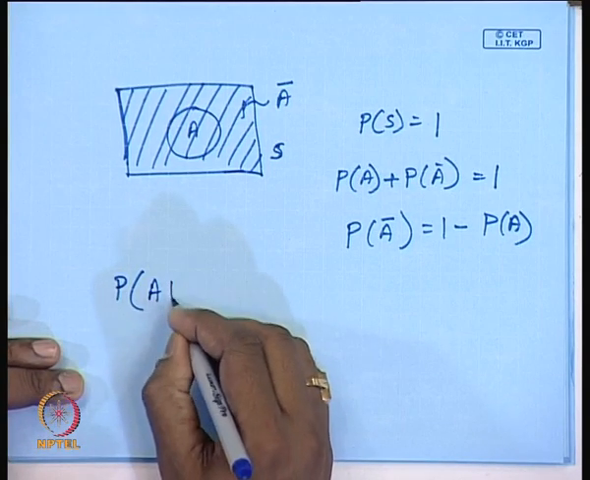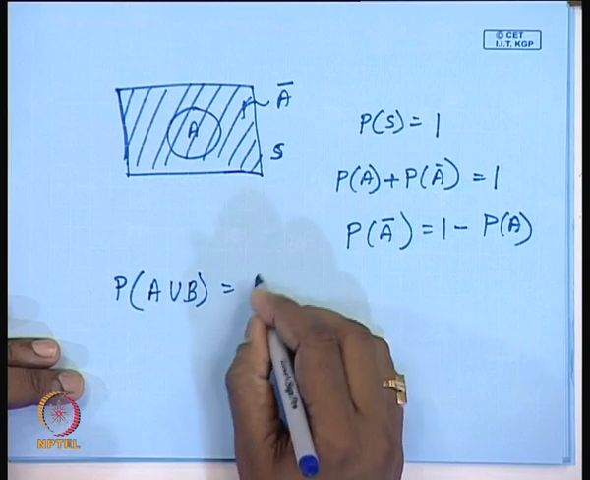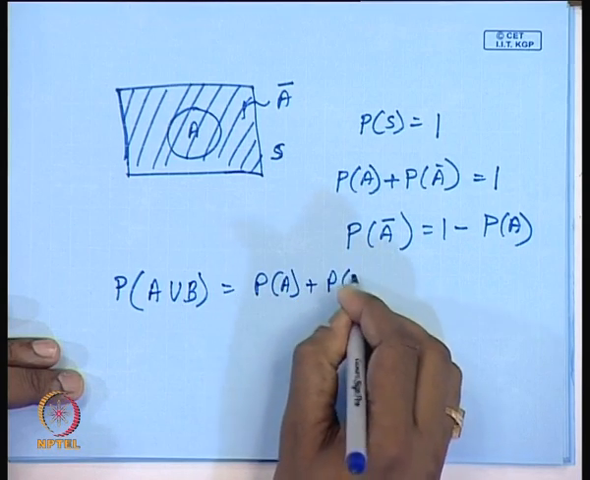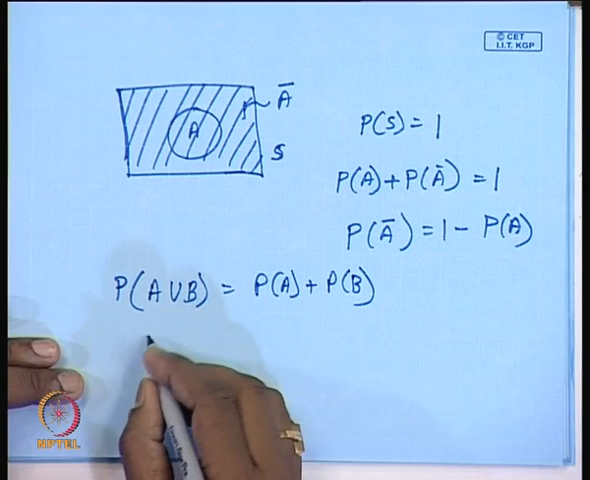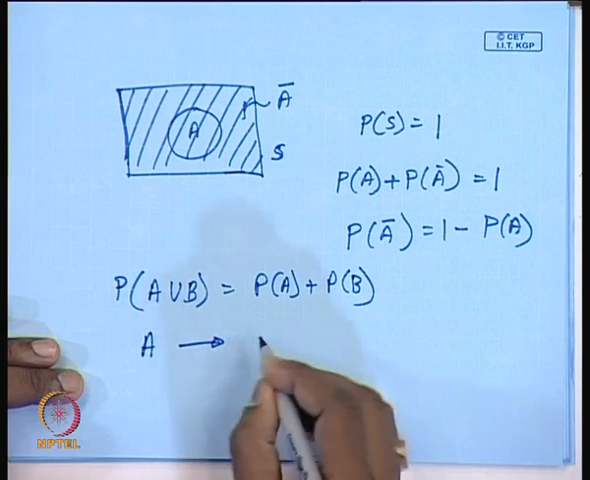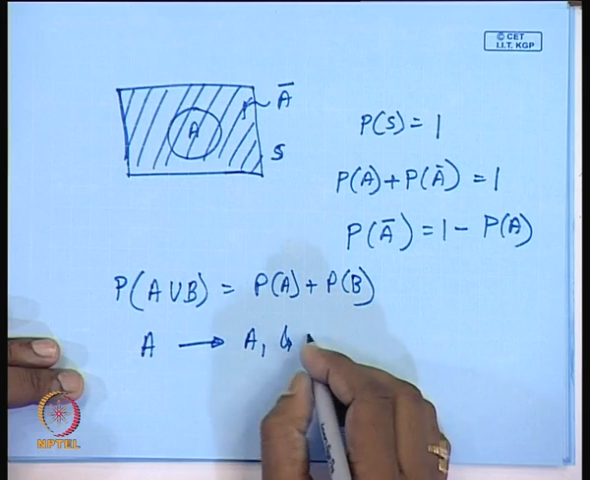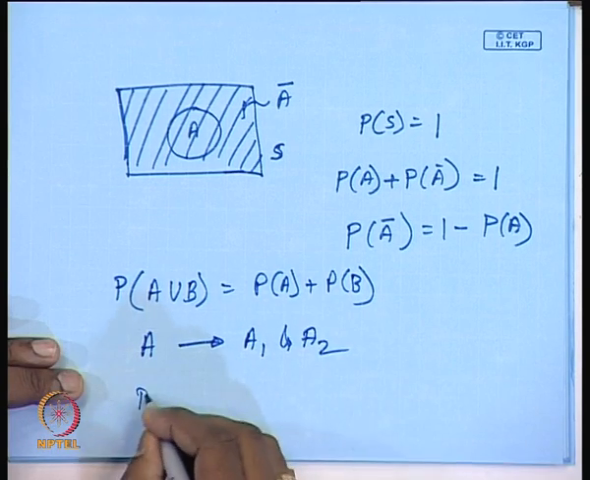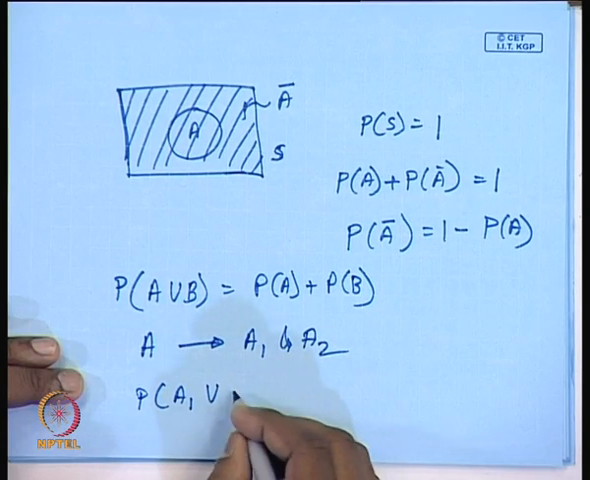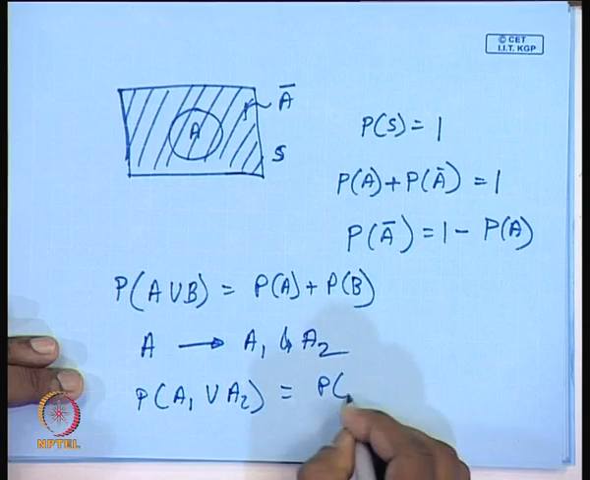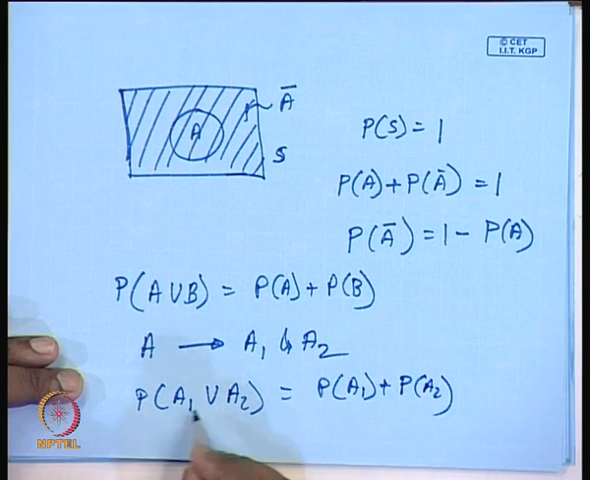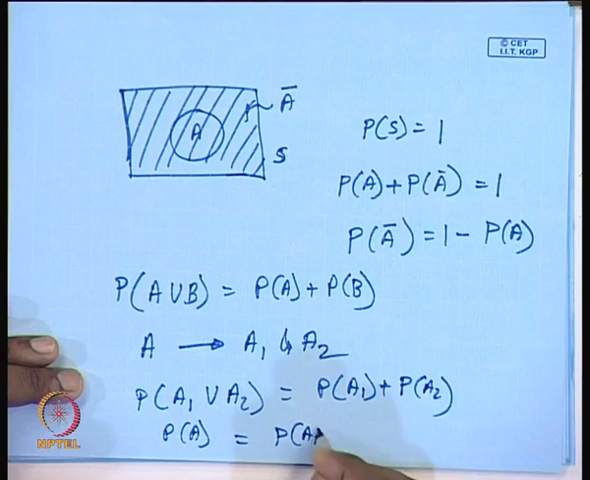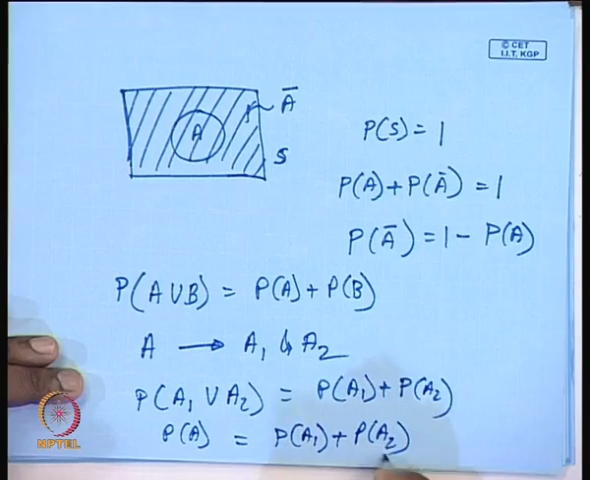In the third axiom we have seen that the probability of A union B is equal to the probability of A plus the probability of B. Now, on the other side, we are just saying that A is the split-up of, for example, A1 and A2, which are mutually exclusive, of course. Then the probability of A1 union A2 is equal to the probability of A1 plus the probability of A2, and this A1 union A2 is nothing but A, so the probability of A is equal to the probability of A1 plus the probability of A2.